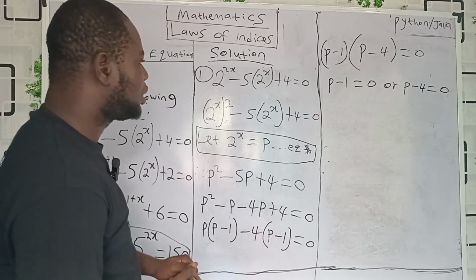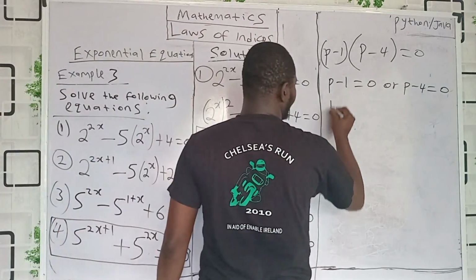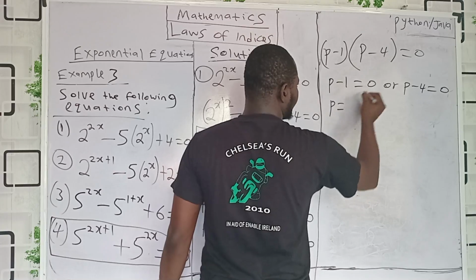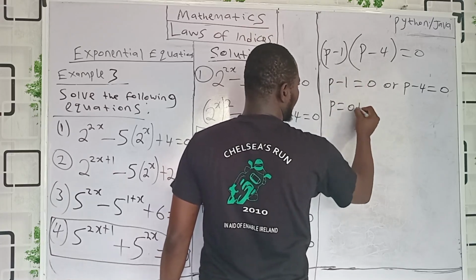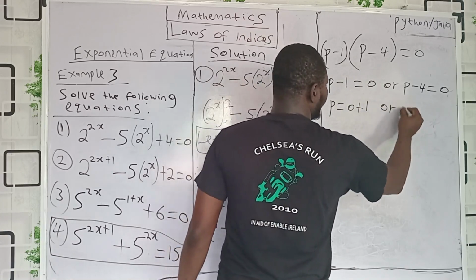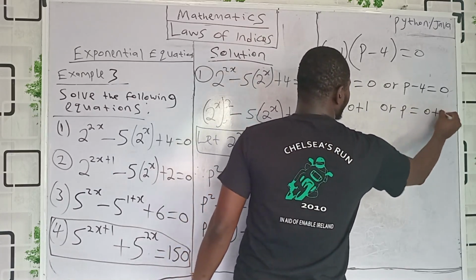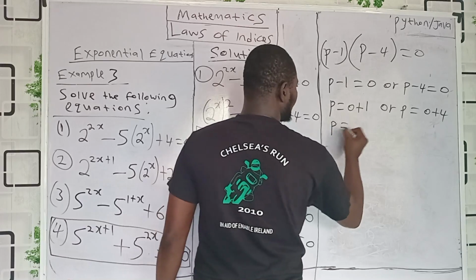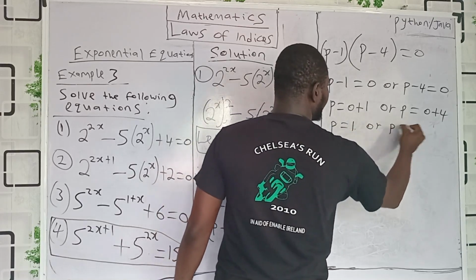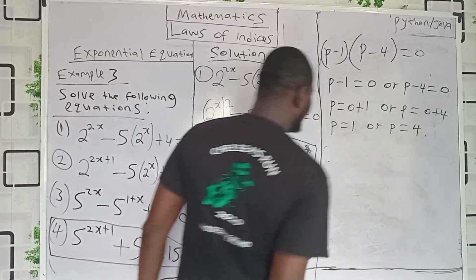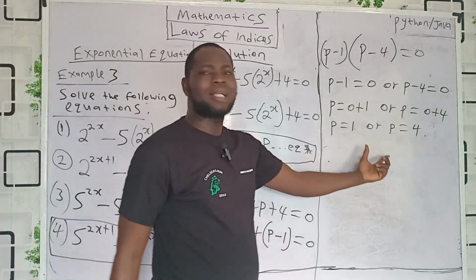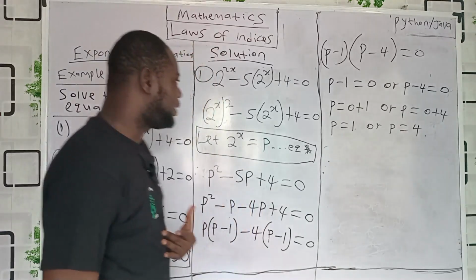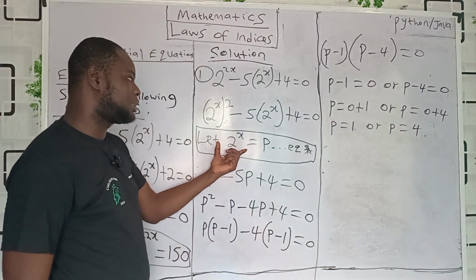All right, good. Now from here, I can say p is equal to what? To solve this simple linear equation, transfer minus 1 to this side. That's 0 plus 1. Or p is equal to 0 plus 4. What does that mean? P is equal to 1 or p is equal to 4. Beautiful. Everybody, we are not done yet. Do you know why? Nobody asked us to find p.